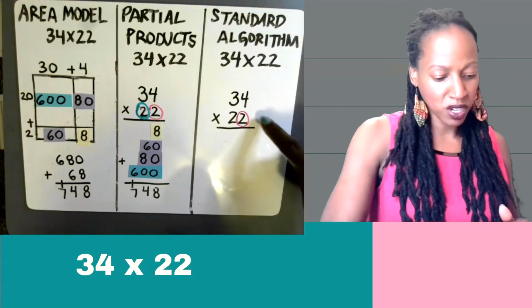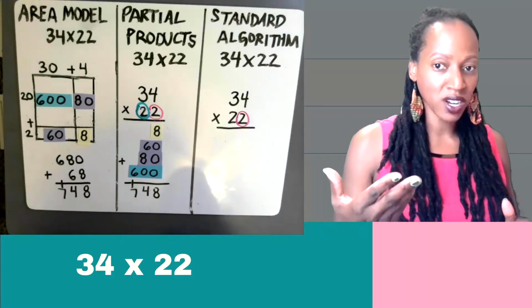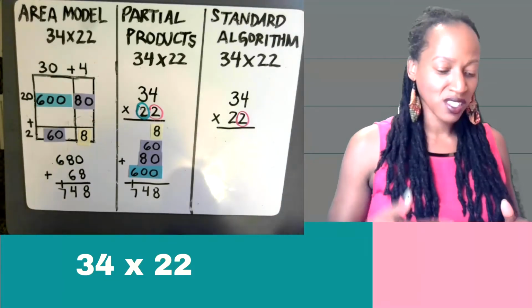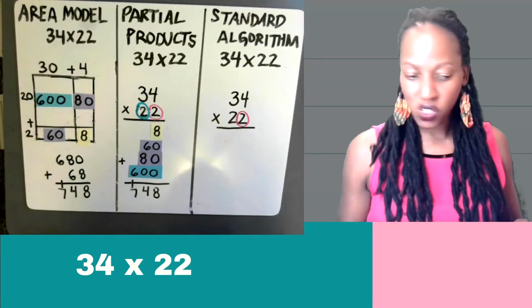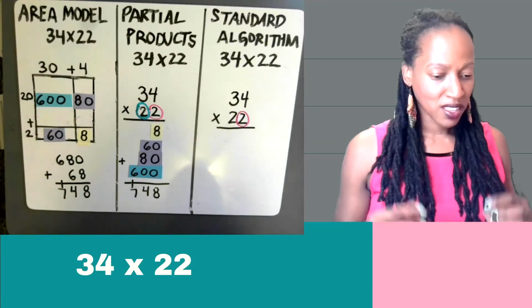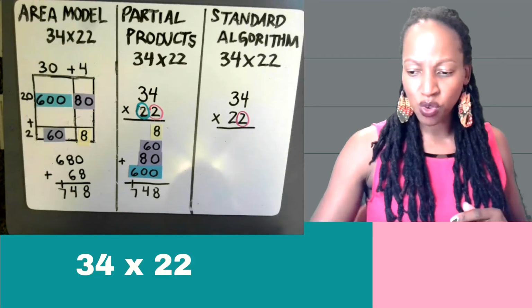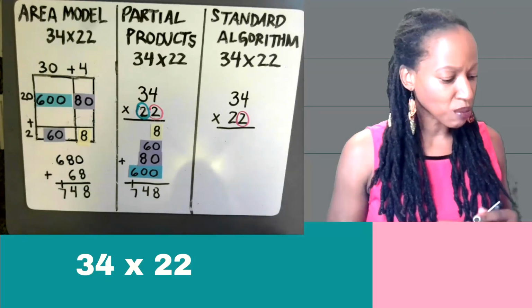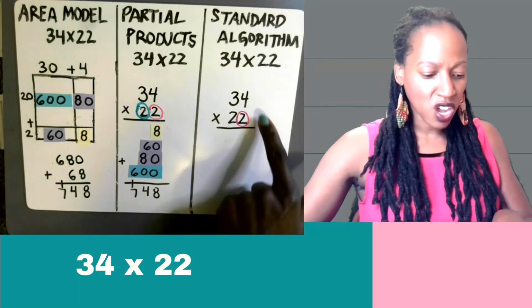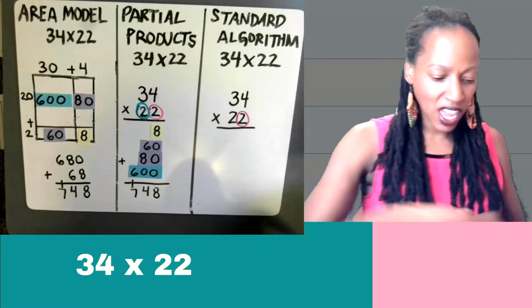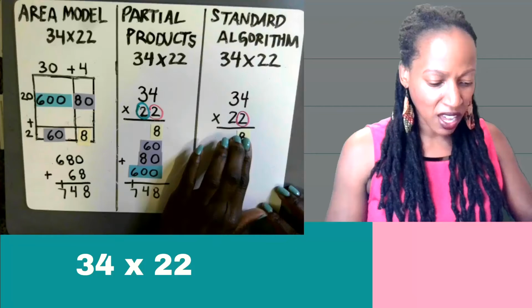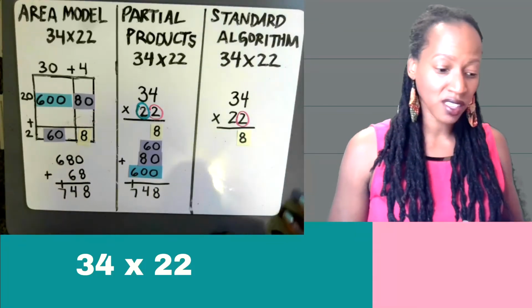I'm going to multiply my 2 ones by 4 ones, and then I'm going to multiply my 2 ones by 3 tens. So let's go ahead and take a look. The standard algorithm is just a little bit more efficient, and you'll see what I mean in just a second. So if I multiply 2 ones times 4 ones, I get 8 ones. So I would represent that by writing an 8 there.